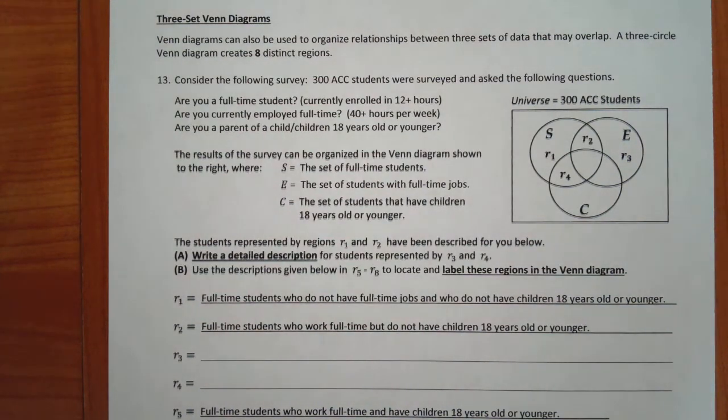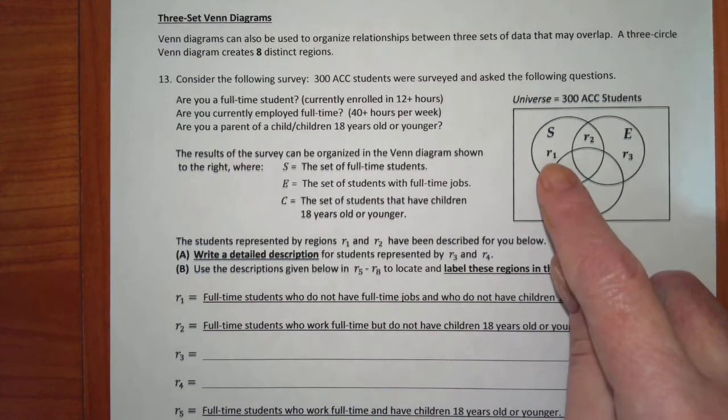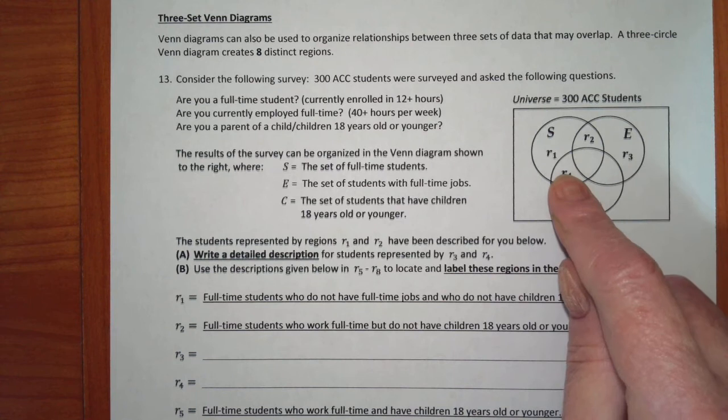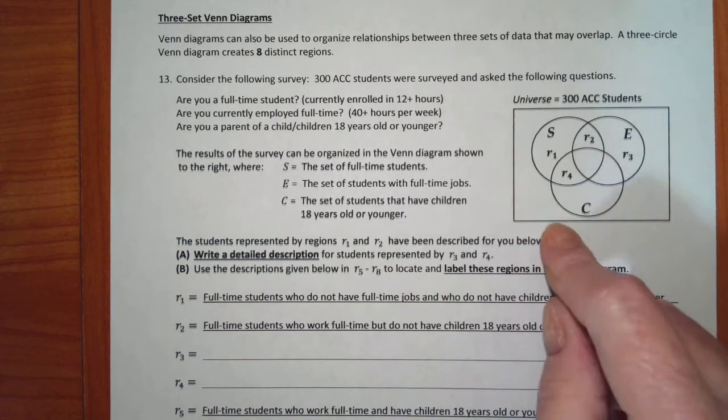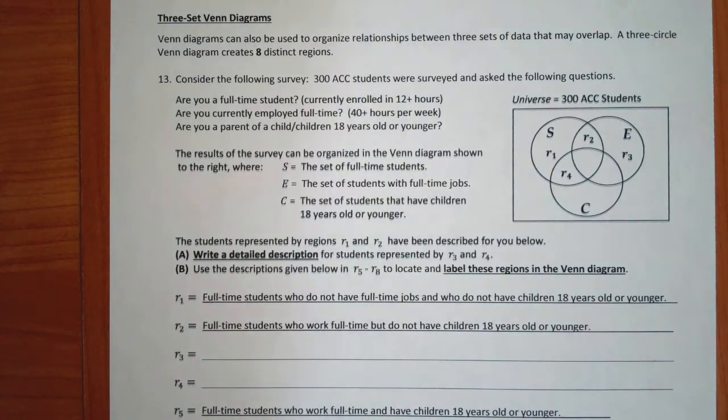Okay, now we get into the fun stuff where we have 3 set Venn diagrams. You can have more than this, but this is as far as we're going to go. A 3-circle Venn diagram creates 8 different regions: 1, 2, 3, 4, 5, 6, 7, 8. Okay, and we're going to look at those.